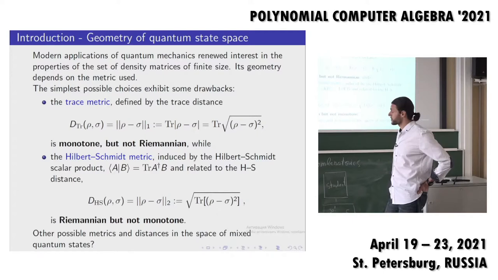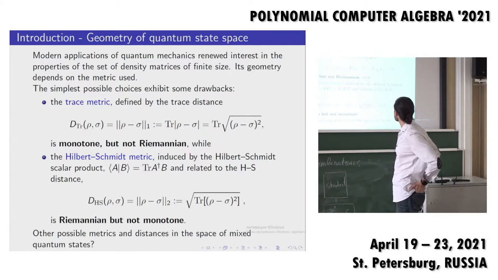If we choose, as the simplest possibility, the trace metric, for example, and the Hilbert-Schmidt metric, there are some drawbacks of these choices. So if you look at the trace metric defined in this way, so we take the trace of the square root of the square of the difference of two density matrices, then such a defined metric is monotone but not Riemannian.